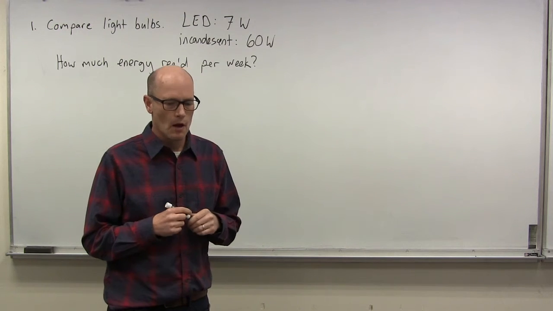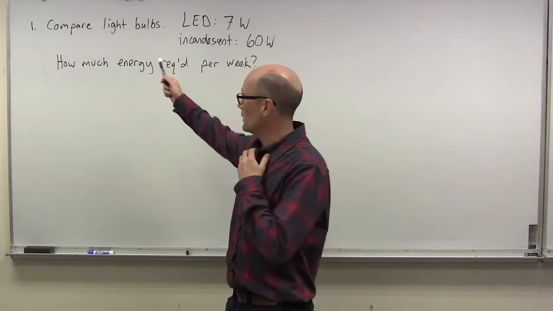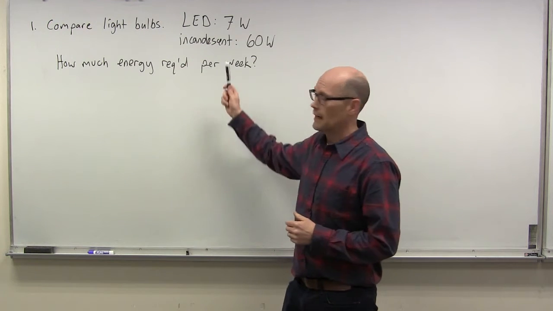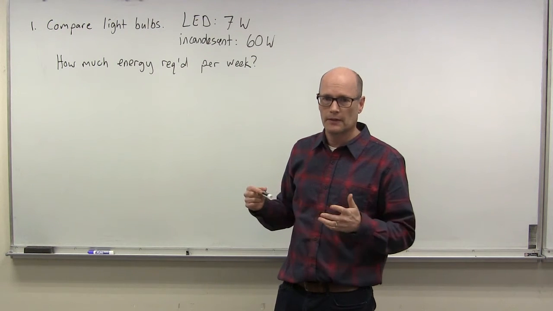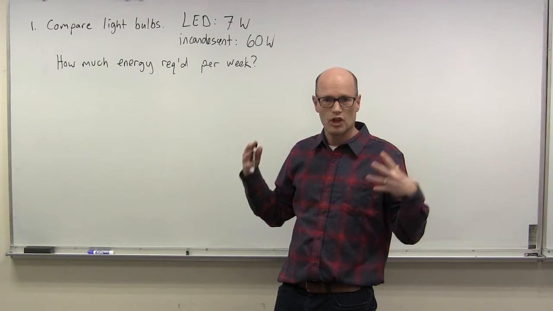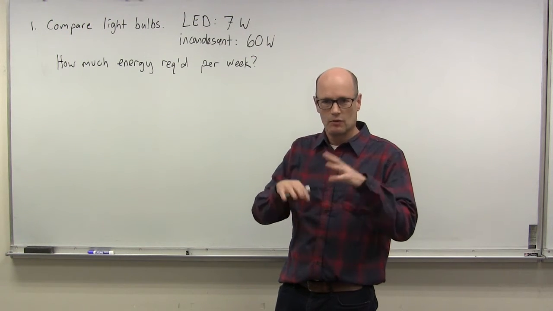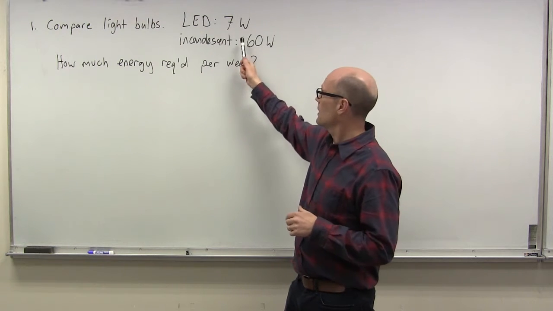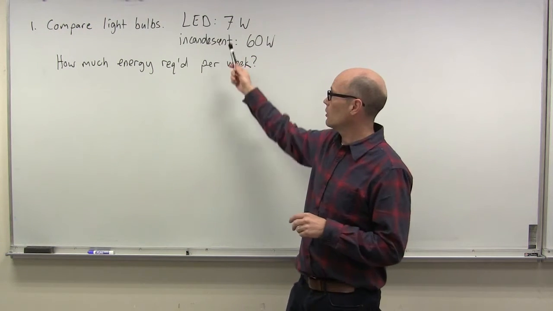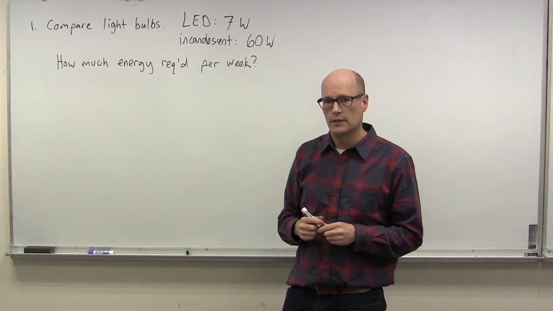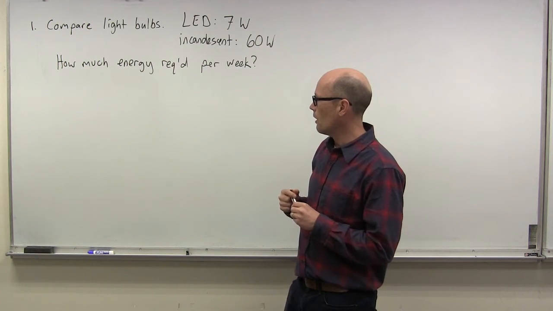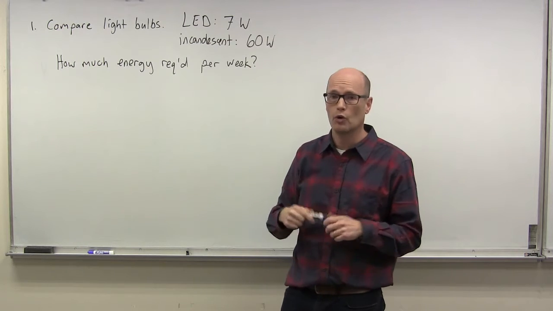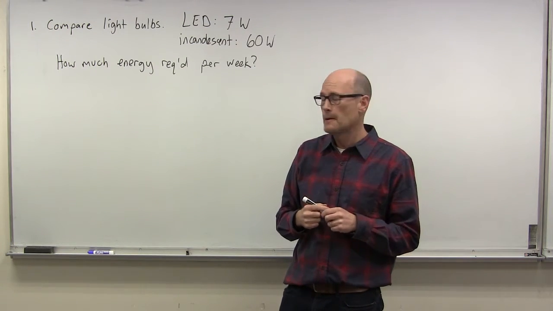Okay, so this first problem I'm going to consider, let's think about two different types of light bulbs, an LED and an incandescent. What's great about the incandescent is that it's cheap. The problem is it causes light by heat. So anyway, it uses 60 watts. That's the power usage. Whereas an LED, only 7 watts to get the same kind of light. All right, the question here is, if we're going to compare these bulbs, how much energy is required per week to run each of these?